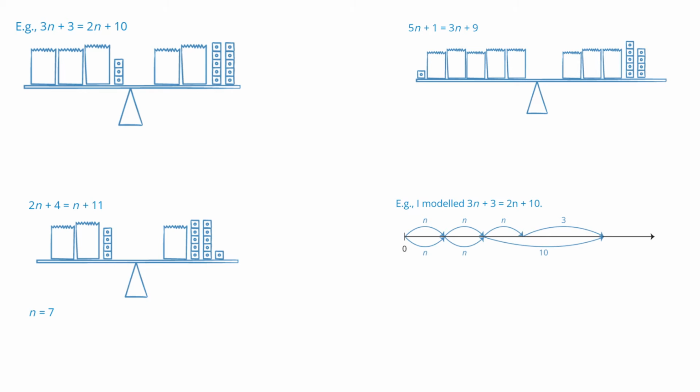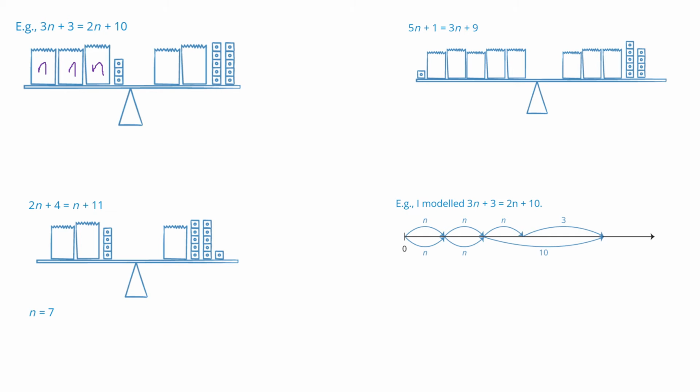Okay, so here's another example of using different models to represent equations. If you look at the first example here, we have 3n plus 3 equals 2n plus 10. Again, we're going to have the bags representing the n's and the cubes representing the other number, the constant. So we have 3n on the left side plus 3 cubes on the left side.